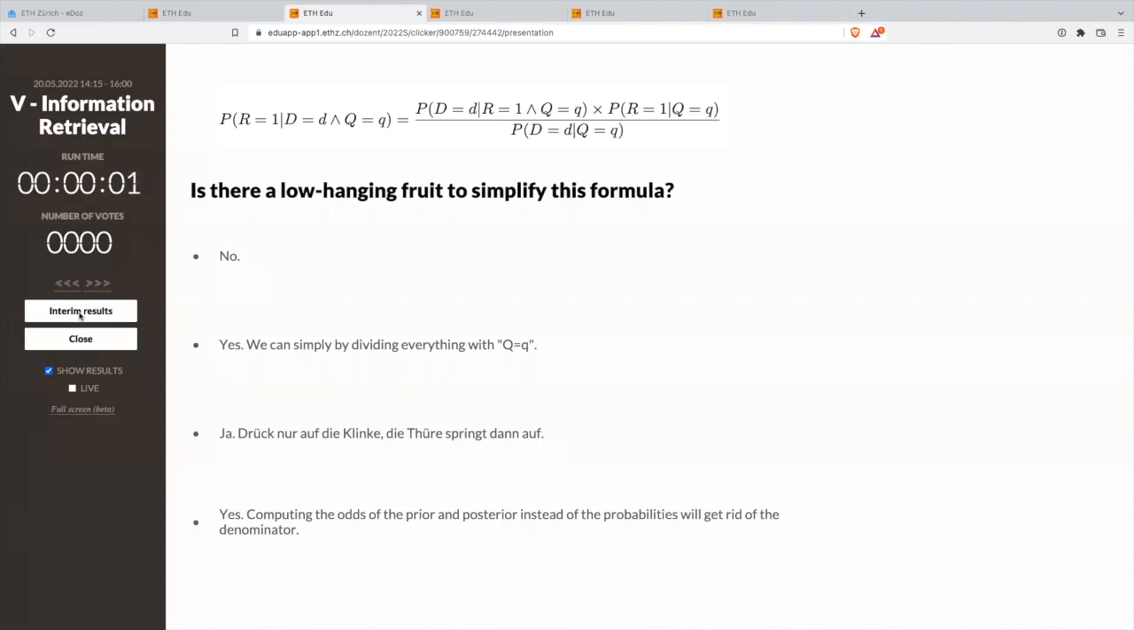All right, so tell me, this is the formula we are looking at. Is there any low-hanging fruit to simplify this formula? So maybe there's none. Maybe we simply divide everything with q equals small q. Very tempting, right? Or computing the odds of the prior and posterior instead of the probabilities will get rid of the denominator.